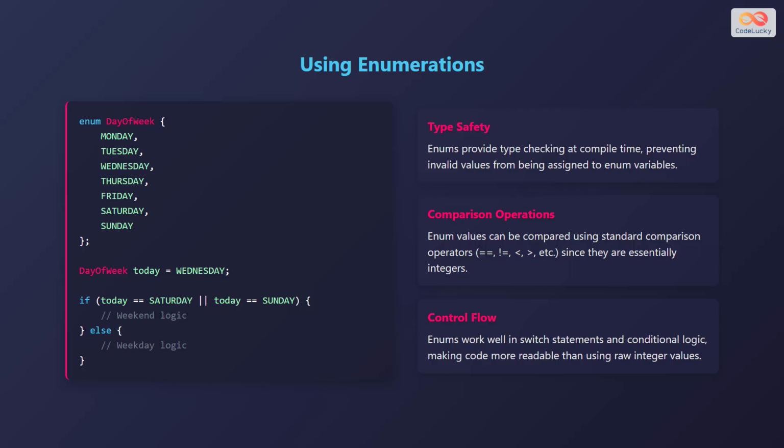Enums provide type checking at compile time, preventing invalid values from being assigned to enum variables. Enum values can be compared using standard comparison operators, since they are essentially integers. Enums work well in switch statements and conditional logic, making code more readable than using raw integer values.